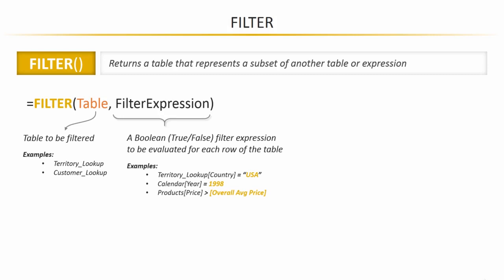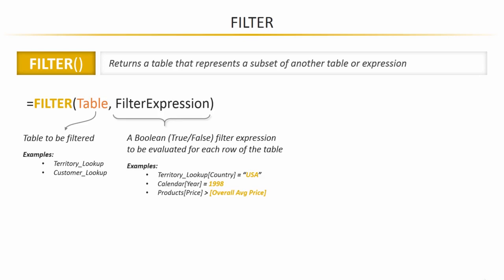And the other important thing to note is that filter is what's called an iterator function, meaning that it iterates row by row through an entire table, testing that filter expression, that true-false statement. For every row where that expression returns true, that row is preserved. Any row where it's false gets chopped out. So by the time it's gone through the whole table, you end up with a subset, a smaller table containing only the rows that meet the filter expression.